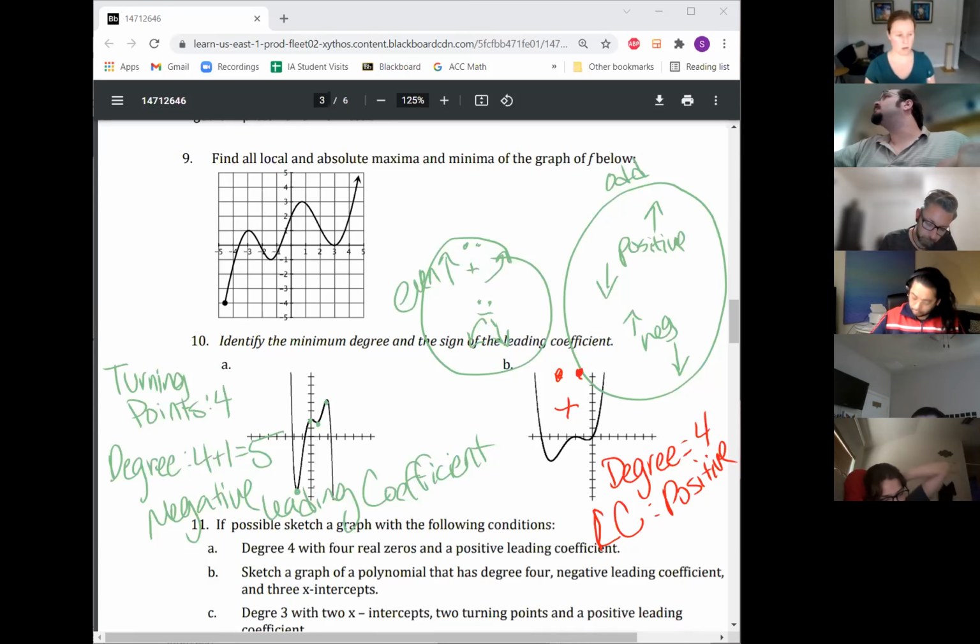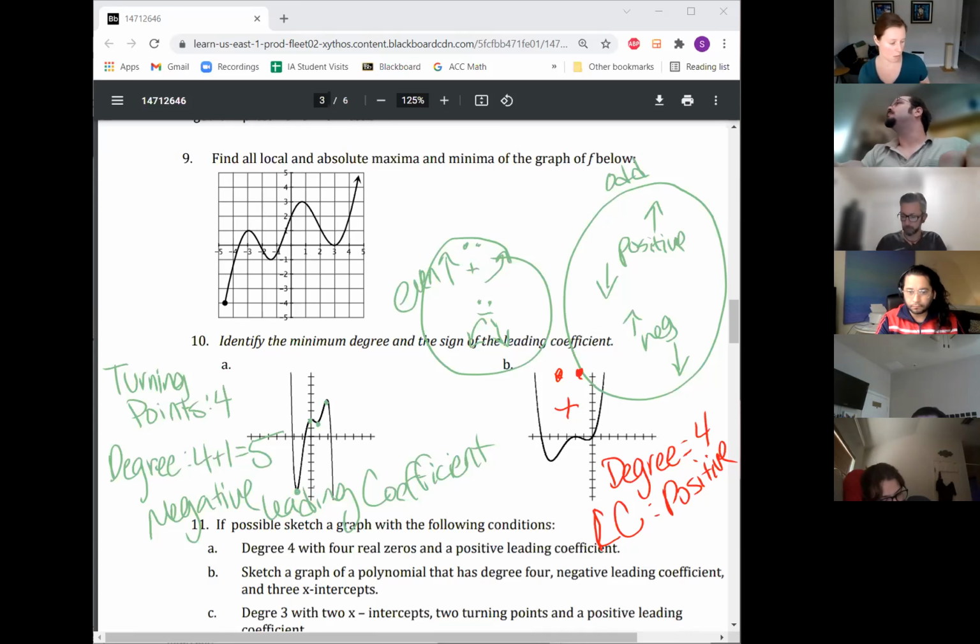All right, and those are all the ones we have done so far. So let's keep looking. I definitely want y'all to do a piecewise today. I know those are your favorite. I'm sorry, where did the 4 come from? 3 turning points, plus 1. Oh, okay, yeah. Yep. All right.